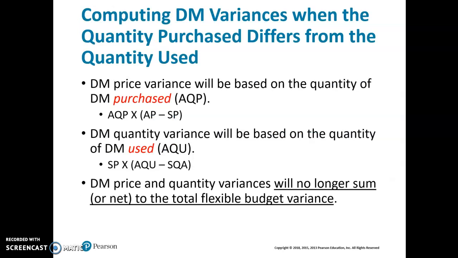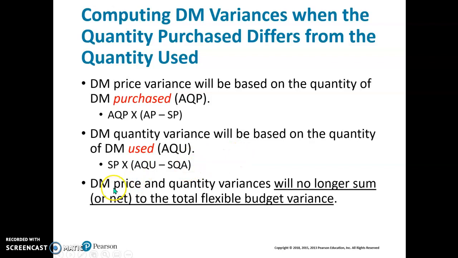Now here's a good summary page for direct material variances. This is one of the special things in variances, and it has to do with material variances. The direct material price variance is based on the quantity purchased. The direct material quantity variance will be based on the quantity used. So it's standard price times the difference between the actual quantity used and the standard quantity used for the actual number of units. That's the part that you have to remember there.